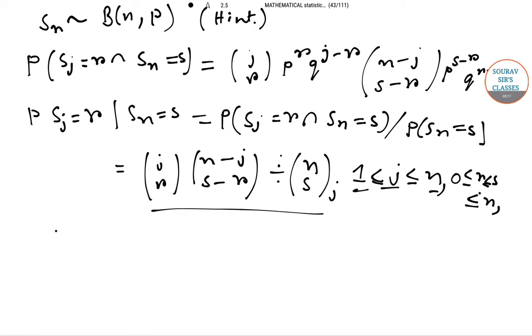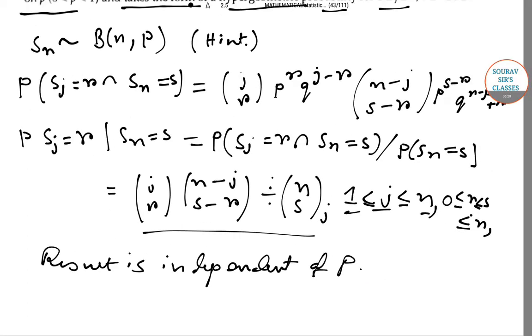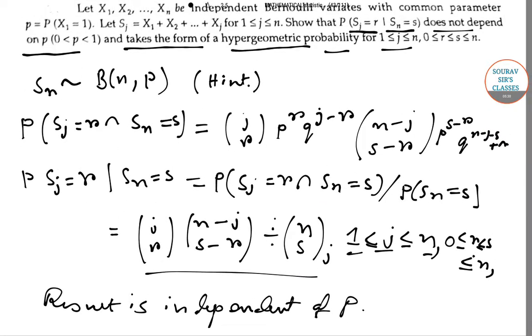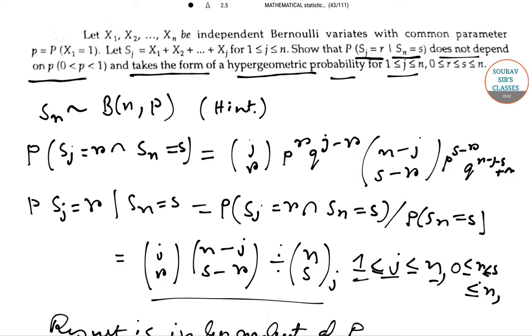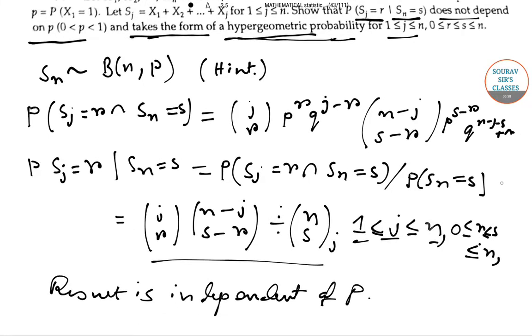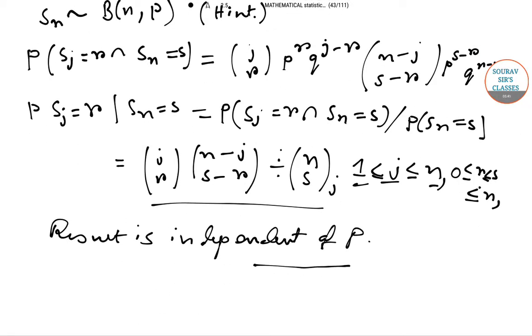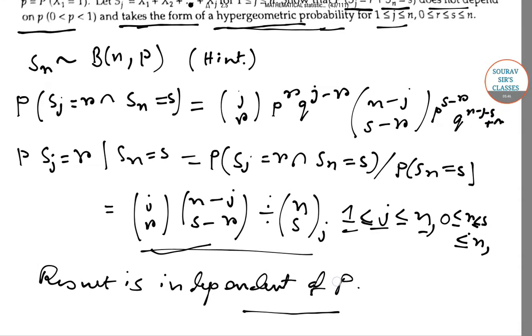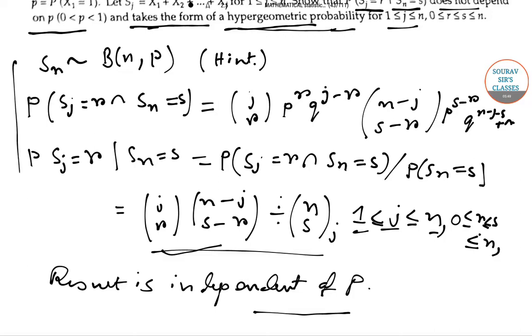So this result is independent of p. First go through the question, that is, we have to show the form of a hypergeometric probability. So here in this case, as you can see, it is independent of p, so we can say this is the right answer. If you have any query or question, first I'll ask you to go through the solution once for a couple of seconds, then we'll proceed further with the other questions.